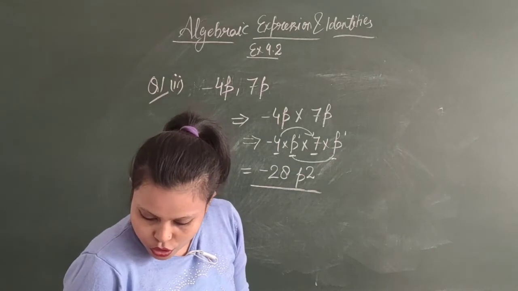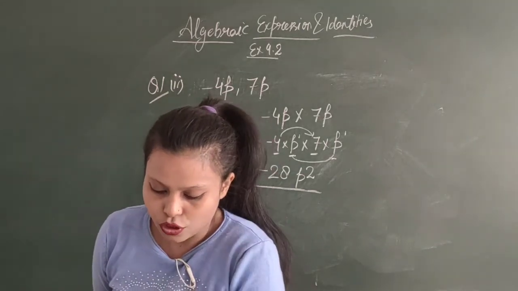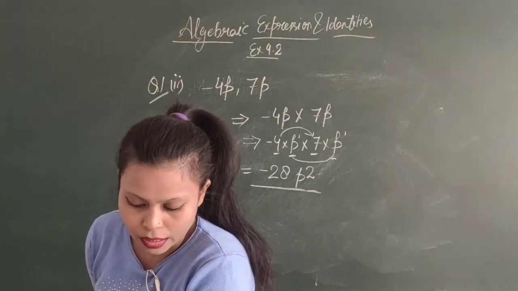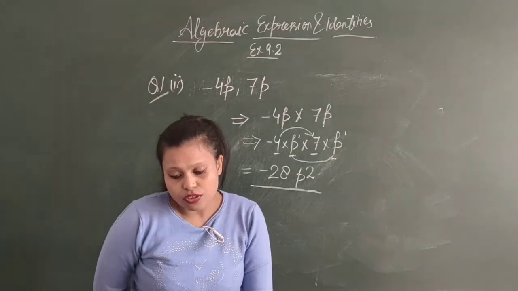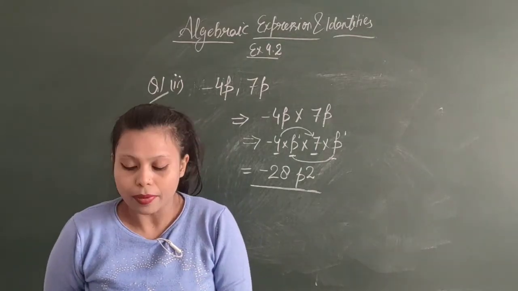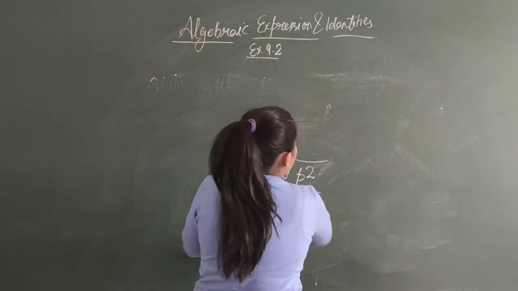Let's do question number 2. Find the area of the rectangles which have the following pairs of monomials as their length and breadth respectively. Same question is given, we just have to multiply the terms. Alright, let's do question number 2.